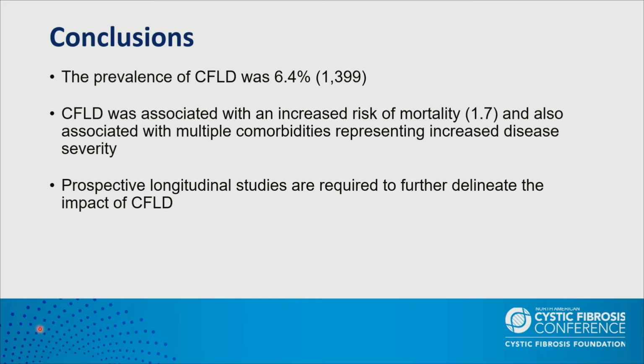So to conclude, in our study the prevalence of CFLD was 6.4%. The CFLD cohort was associated with increased mortality, about 1.7 times higher compared to the controls, and also associated with multiple comorbidities, representing a sick cohort or a cohort with more significant disease burden. And prospective multi-center longitudinal studies will help us further delineate how much effect liver disease per se has on mortality as well as disease burden.